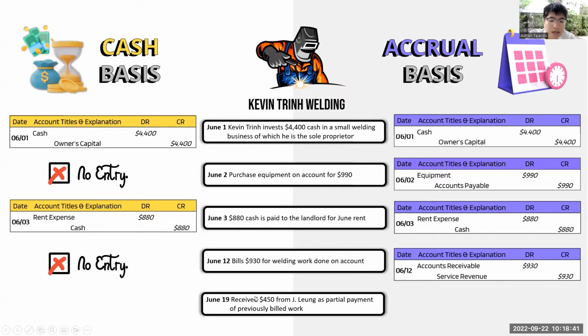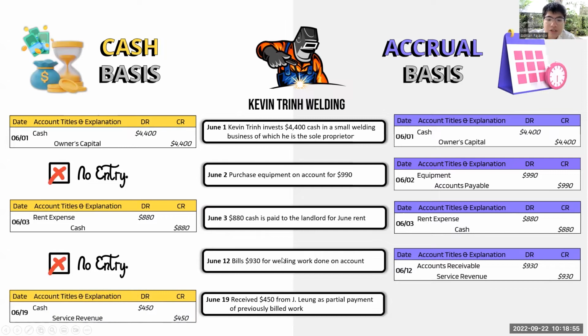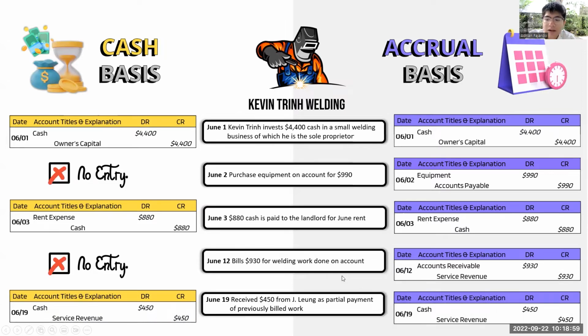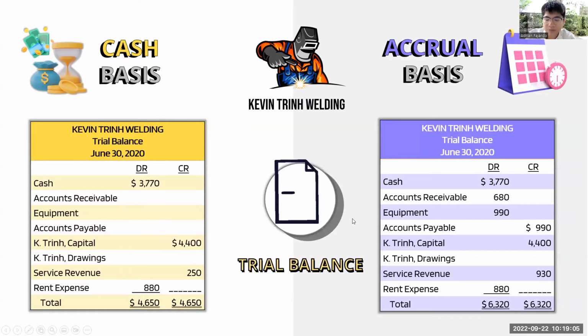And then finally, in June 19, nakatanggap siya ng pera, right? So that's the only time it will recognize revenue under cash basis. Na ang mangyayari is we'll have what? Debit cash 450, and then credit service revenue 450. Pero here, under accrual, unlike service revenue, it should be accounts receivable, right?